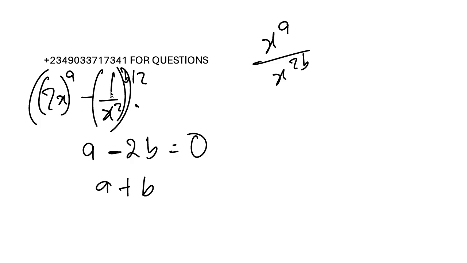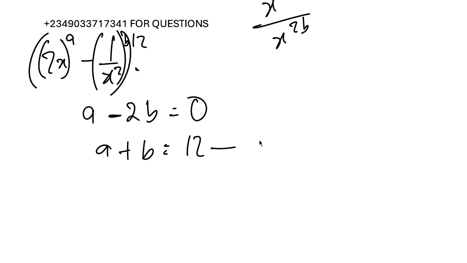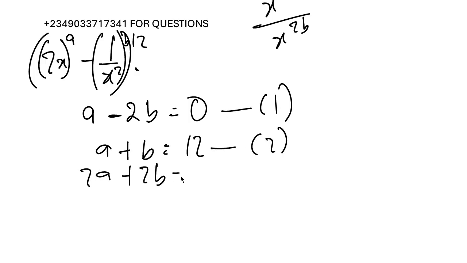This is 2x minus 1 over x squared to the power what? 12. So a plus b should be equal to 12. So if you solve this simultaneously, you can multiply equation 2 by what? 12. And it will become 2a plus 2b is equal to what? 24. This is now equation 3.